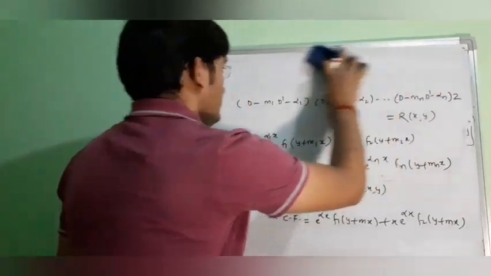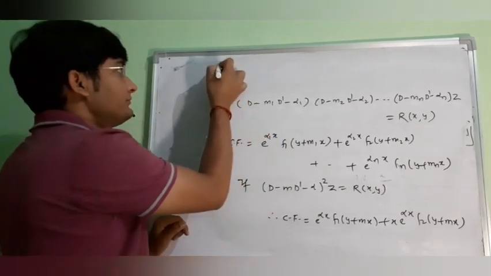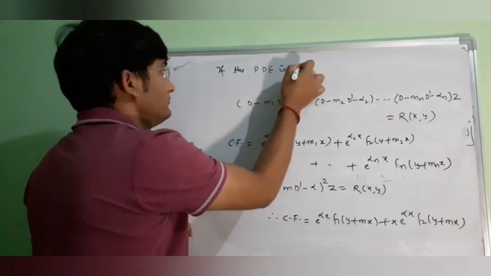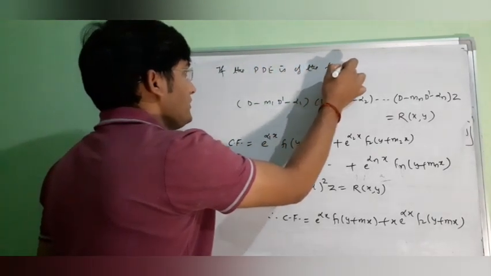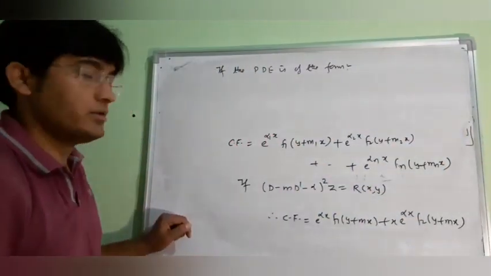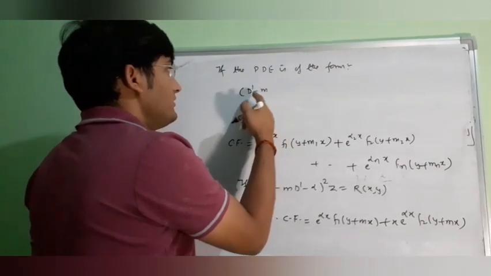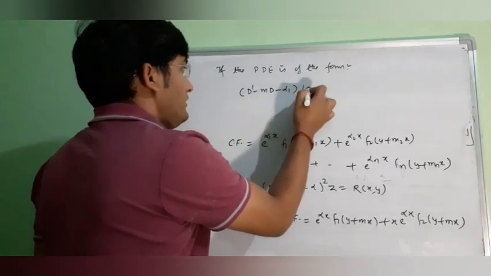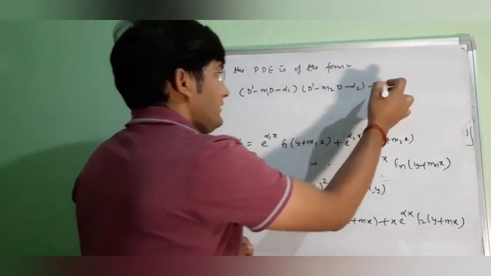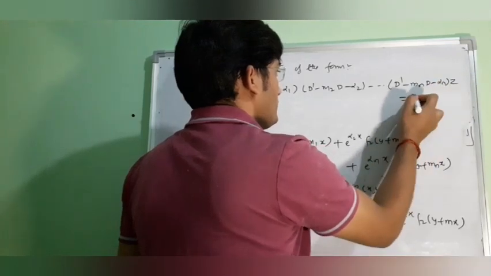Please note that now if you interchange D and D', then if the partial differential equation is of the form (D' - mD - α1)(D' - m2 D - α2)...(D' - mn D - αn) z = r(x, y), this reverses the order. That means we interchange D and D'.